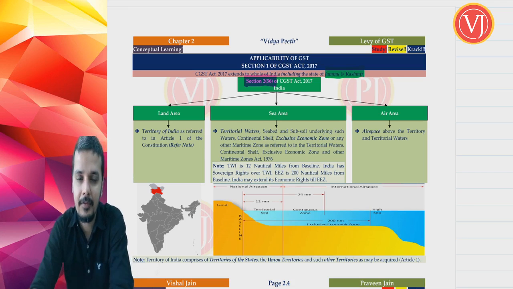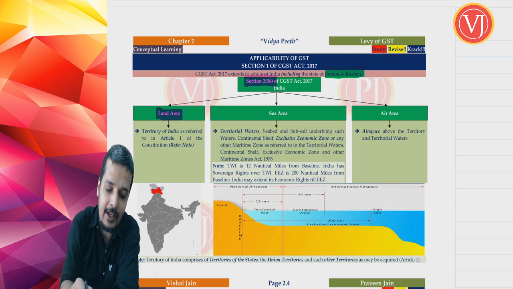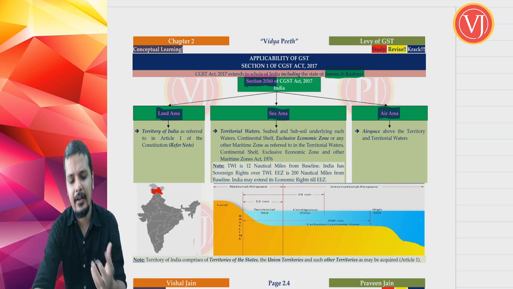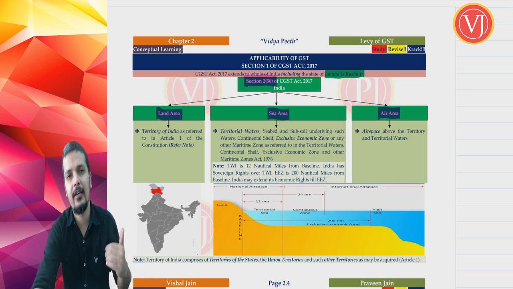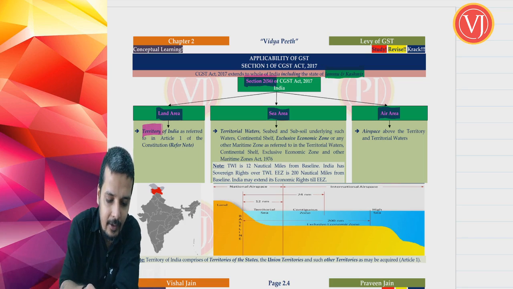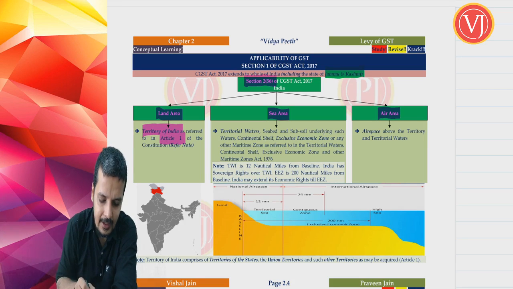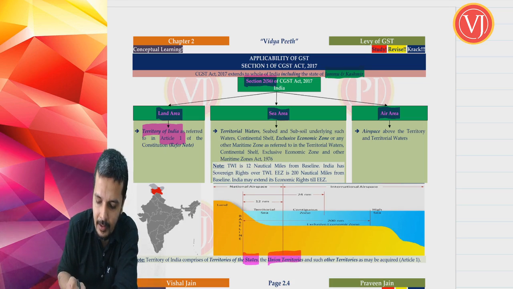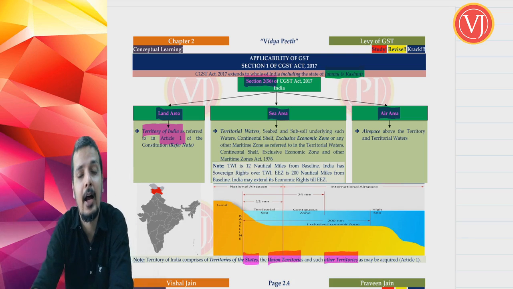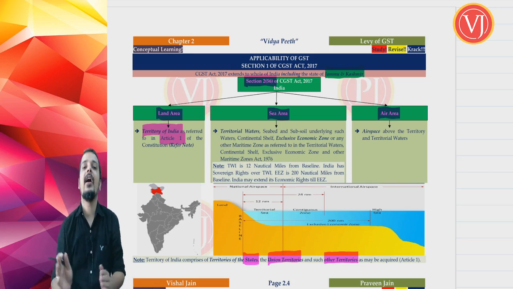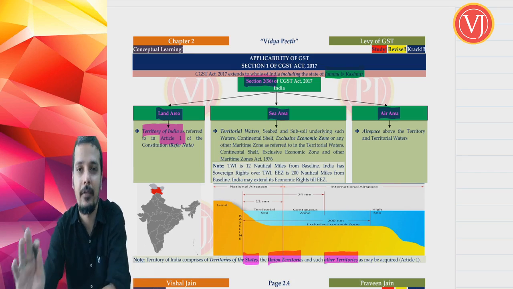Now coming back to the definition of India, section 2 clause 56 defines India. We have to divide India into 3 parts: land area, sea area and air area. First we are going to discuss the land area, which covers the entire territory of India, as given under Article 1. What does Article 1 of the Constitution tell? It tells that the territory of India comprises all the states, all the union territories and other territories as are acquired by India. India may acquire other territories, and those will also be part of India. So land area is nothing but the map of India that you think of in simple language.